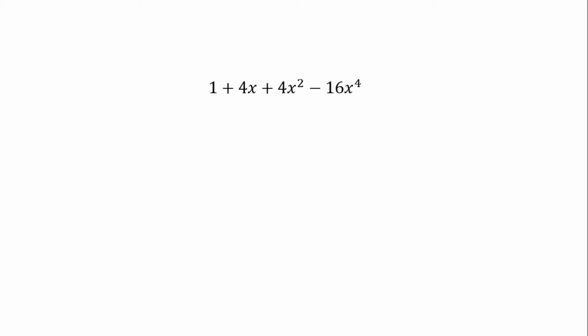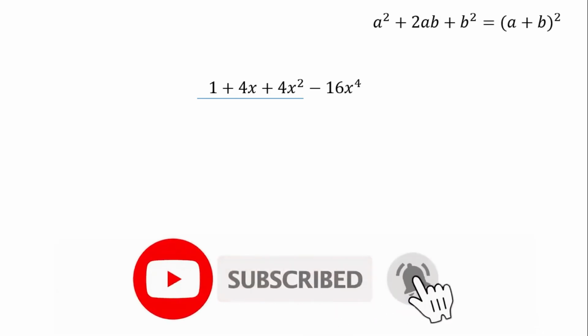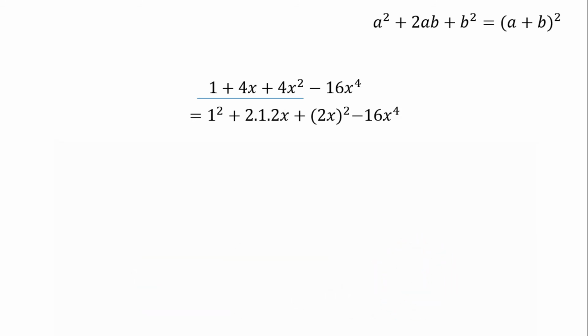1 plus 4x plus 4x square minus 16x to the power 4. So again if we see the first 3 terms, then now we have again the same type of expression, means we have the a square, 2ab and b square. Then again we can change into the same formula of a square 2ab and b square. So 1 can be converted into 1 square, 4x can be converted into 2 multiplied by 1 multiplied by 2x, and 4x square can be converted into 2x whole square, minus 16x to the power 4 will be same.